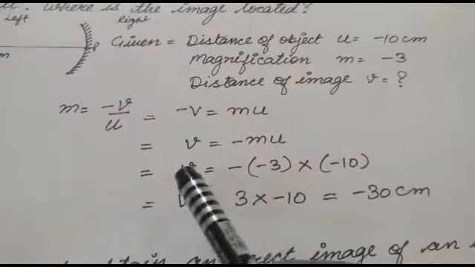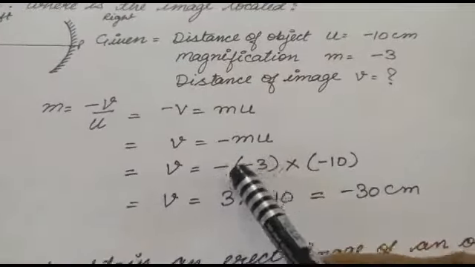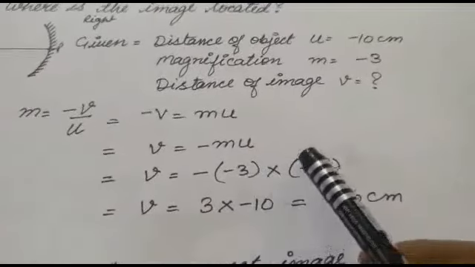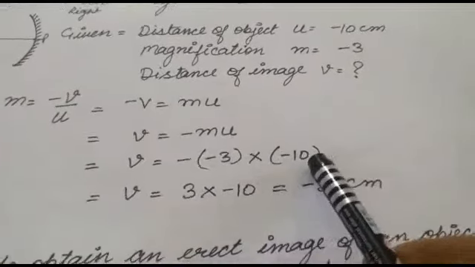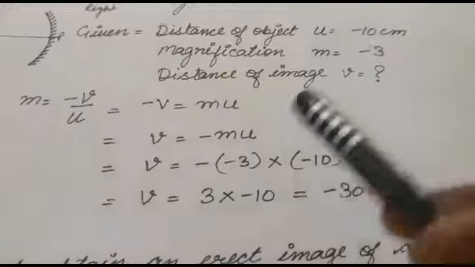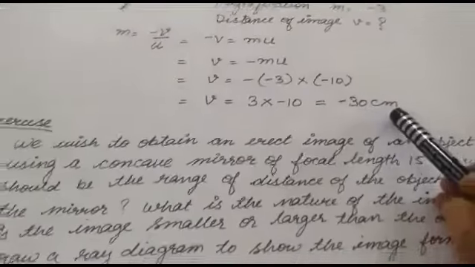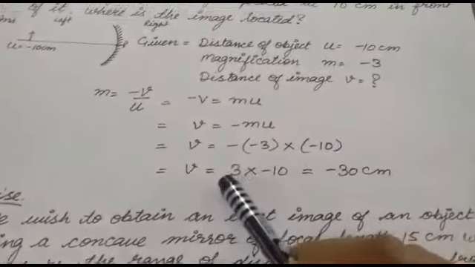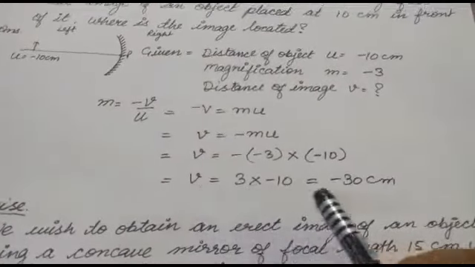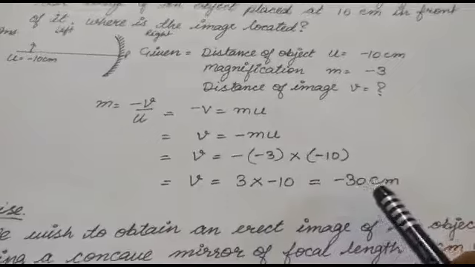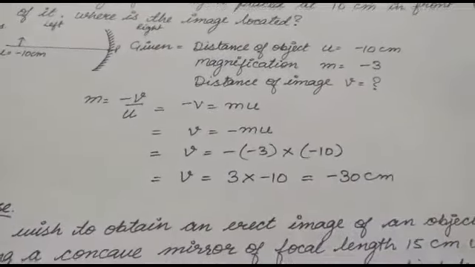Now we put the values: v equals minus bracket minus 3 into bracket minus 10. All these values are given in the question, and when we solve it we get minus 30 centimeter. It means that the image will be formed in front of the mirror at 30 centimeters.